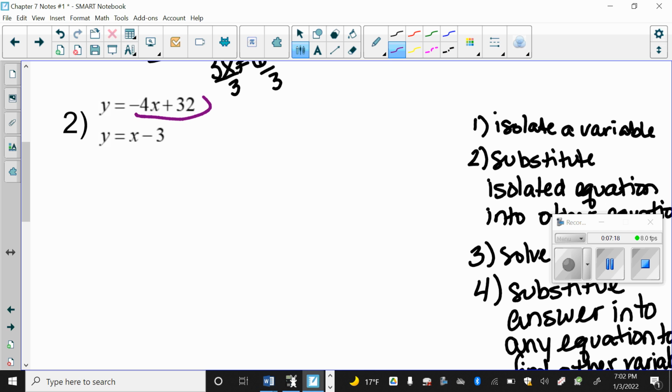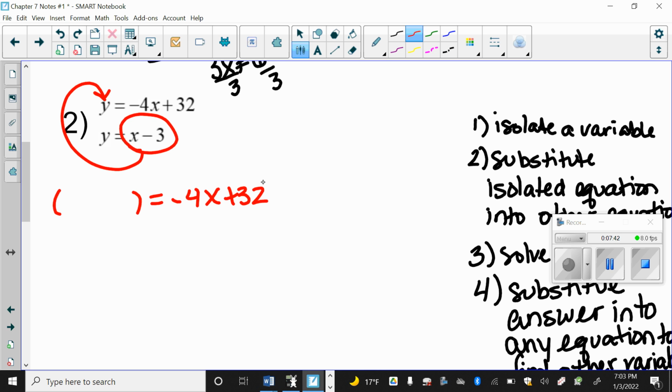So we can choose to substitute negative 4x plus 32 into this equation for y, or we can substitute x minus 3 into that equation for y. Either way will be fine. So since that's what I have, let's start there. I have y equals negative 4x plus 32. So we're going to take out y and substitute in what y equals, the x minus 3. So that gives me x minus 3 equals negative 4x plus 32.